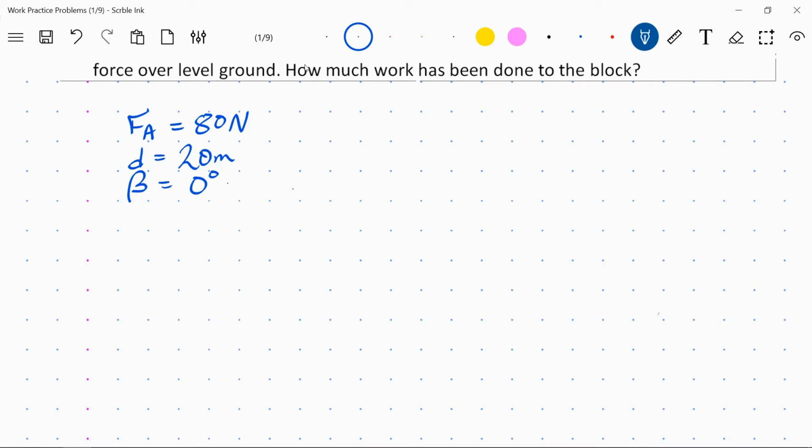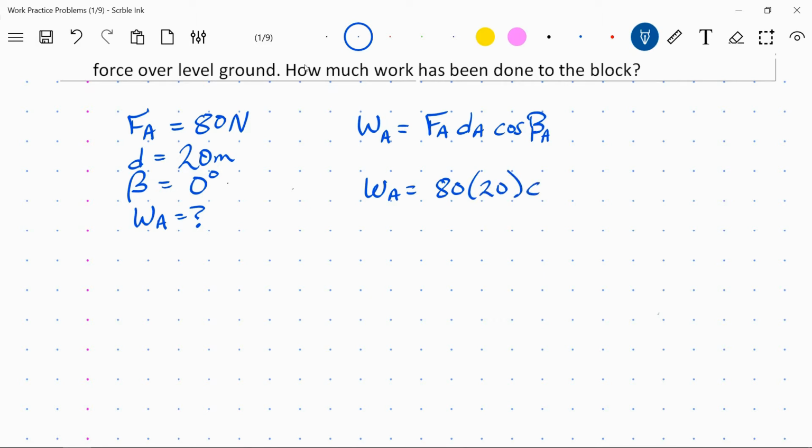Well, there's only one thing that did work, and that one thing is the applied force. So the work done by the applied force is what we're looking for. This is a straightforward application of the equation. The work done by the applied force specifically is equal to the applied force, the distance over which it was applied, which really is that full 20-meter distance, cosine of that beta angle as it pertains to the applied force, which is 0 degrees. So work equal to 80 multiplied by 20 multiplied by the cosine of 0 degrees, which of course is 1, positive 1.